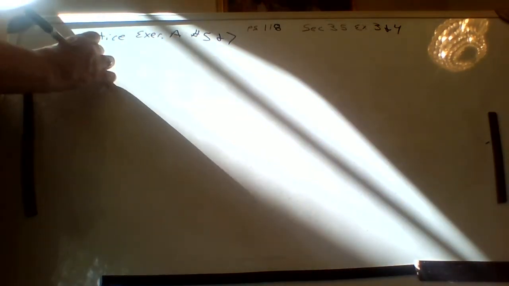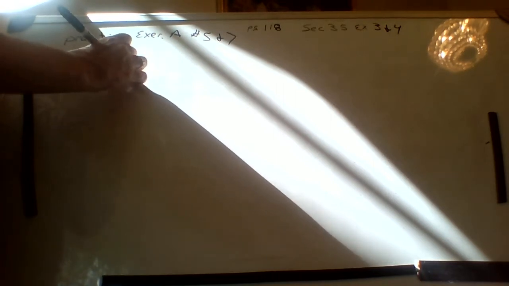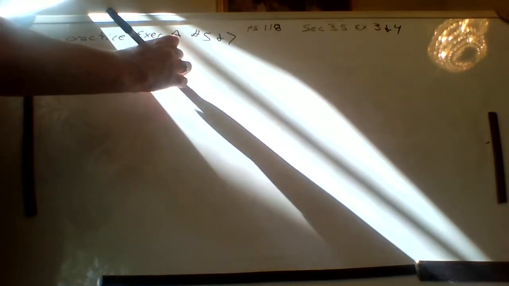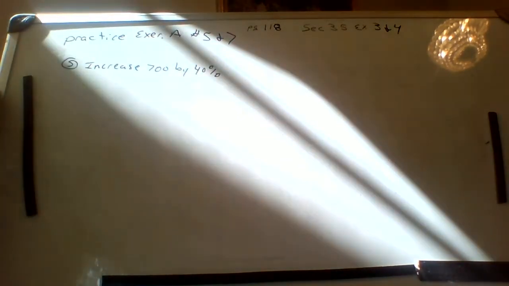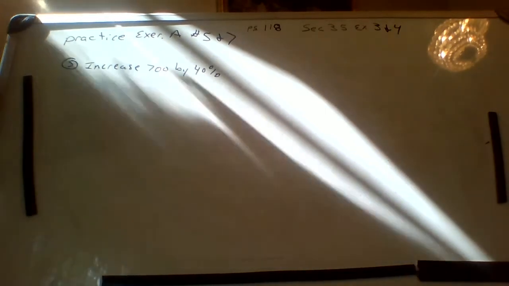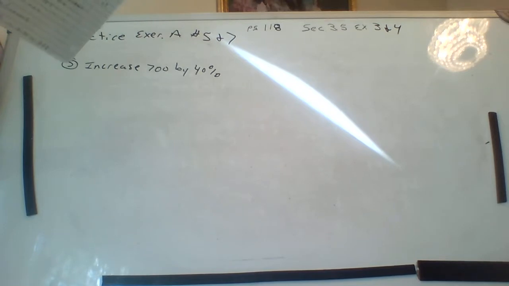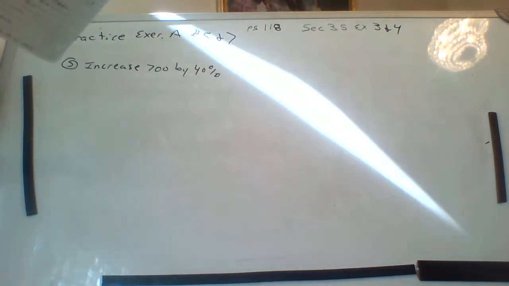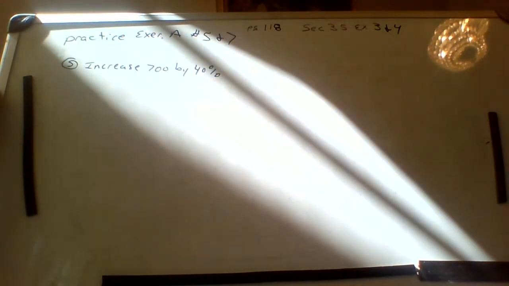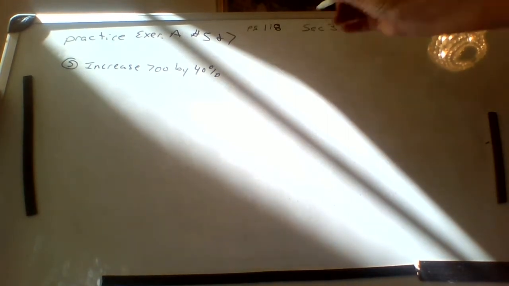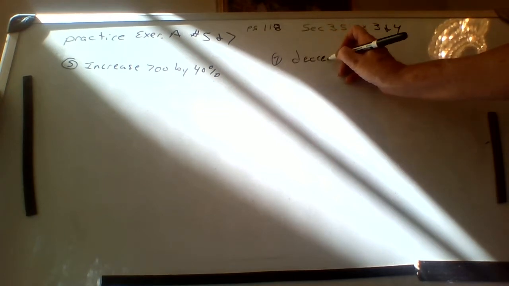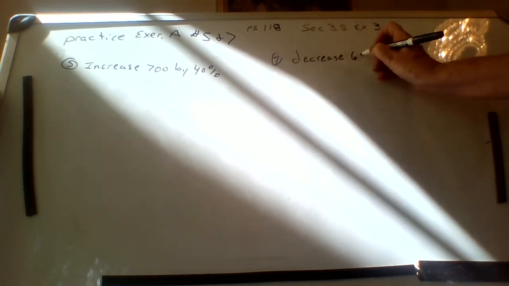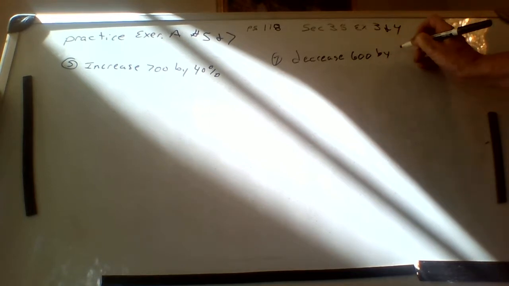So 5, increase 700 by 40%. That's number 5. Oh, did I say 5 and 7? Let me make sure. Maybe it's 5 and 6. Nope, it's 7. All right, so 7. This one's a decrease. Decrease 600 by 55%.